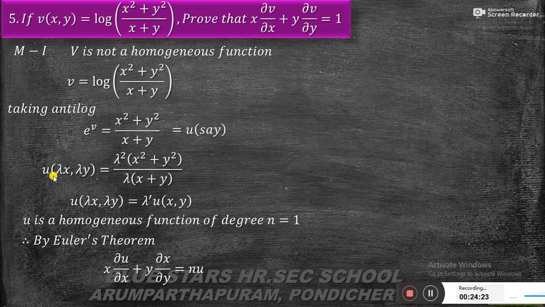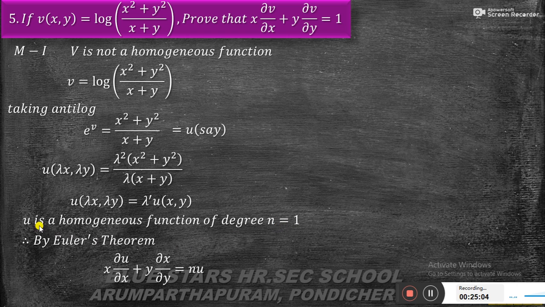Next, u of lambda x, lambda y: I substitute x equals lambda x, y equals lambda y in the function. Here x square becomes lambda square x square, y square becomes lambda square y square, divided by lambda x plus lambda y. Lambda square I take outside, and lambda square divided by lambda gives lambda power 1 into u of x, y. Therefore we conclude that u of x, y satisfies the homogeneous condition. U is a homogeneous function, and its degree is n equals 1, because the power of lambda is 1.